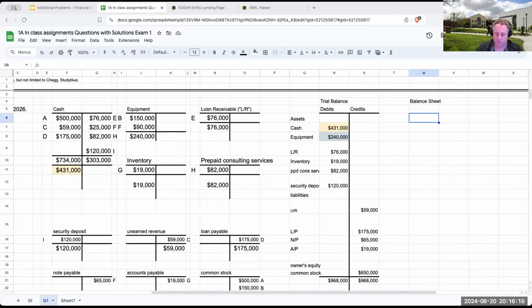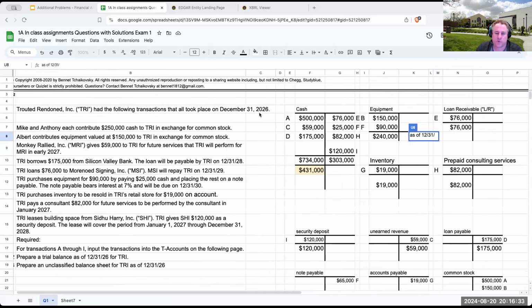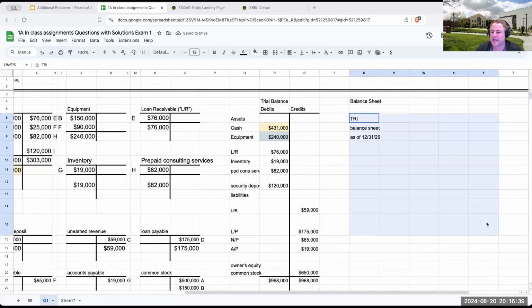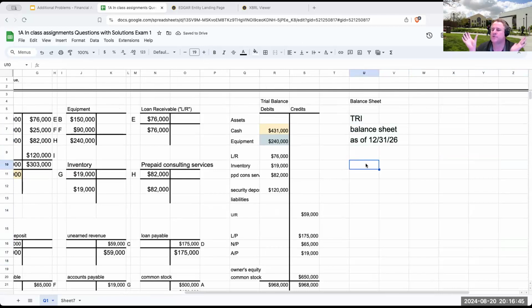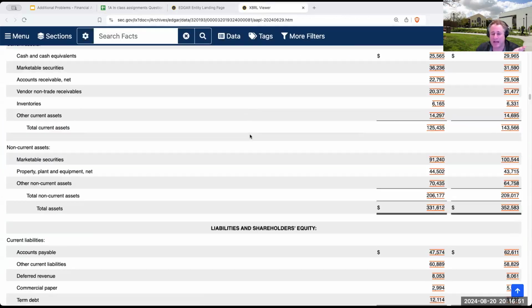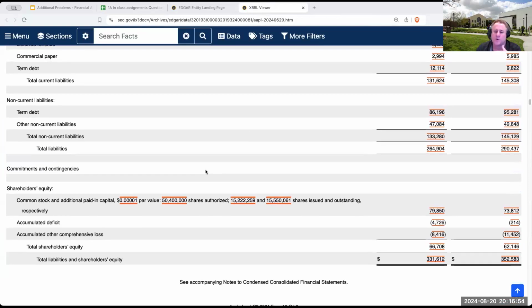And when we do a balance sheet, we got to make sure we put a big label on this. We're a balance sheet. And we're going to say as of 12/31/26. All these transactions took place on 12/31/26. So right over here, we've got this part over here. Now, when we do a balance sheet, what is it going to look like? Well, it's going to look like this. We're going to show our assets, liabilities, owner's equity, but most importantly, we're going to show that it balances by showing the total liabilities and owner's equity.